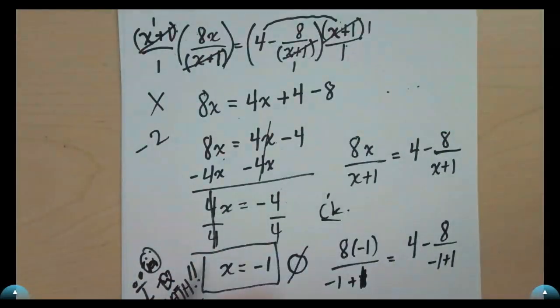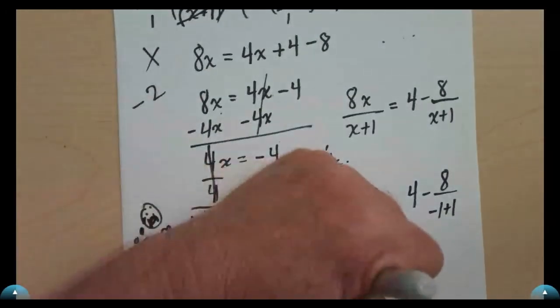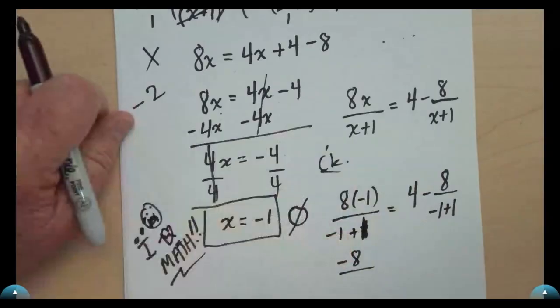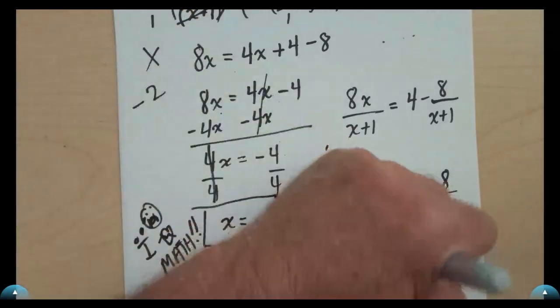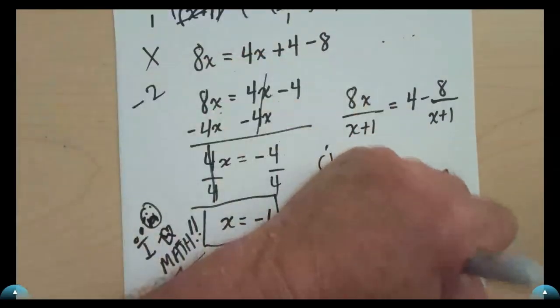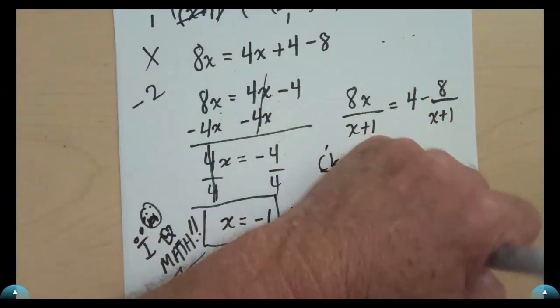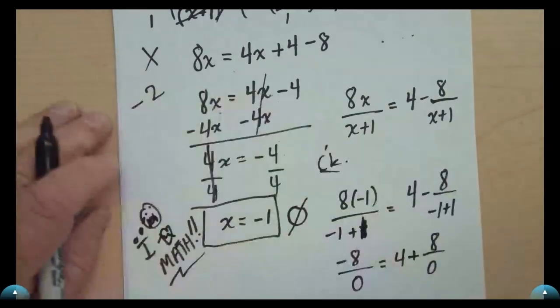Okay, so I've got 8 times -1, which is -8, over, what's -1 plus 1? 0. This is an easy one, right? Equals 4. Negative over negative is positive, so that's going to be plus 8 over, oh, there's another -1 plus 1, 0, right?